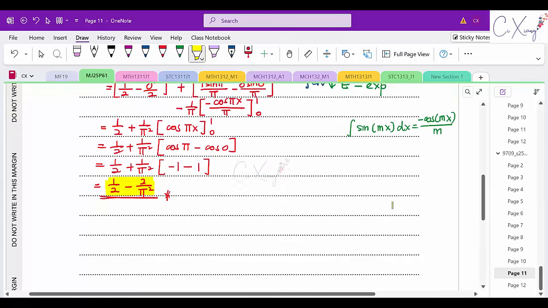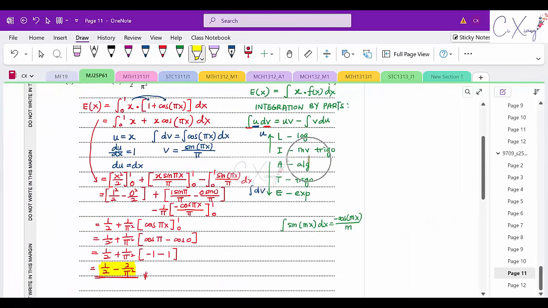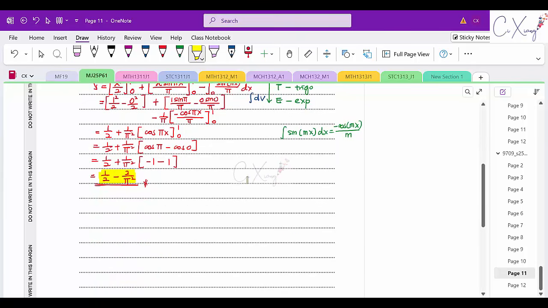Okay, so for this particular question, it is a bit tedious because of the integration by parts. So you have to revise again from your pure maths part, how to apply integration by parts correctly. Okay, yeah, so this is how we solve question number 7, and this is the end of the video.